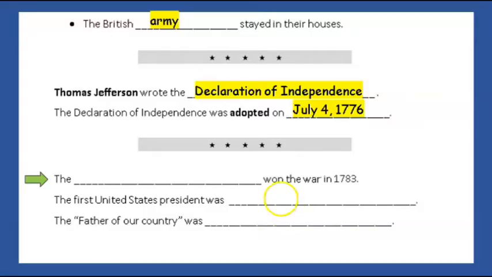Look at your paper. The Americans won the war in 1783. Pause the video and write Americans. Say the sentence after me. The Americans won the war in 1783. The important thing to remember is not the date, but that the Americans won the war.